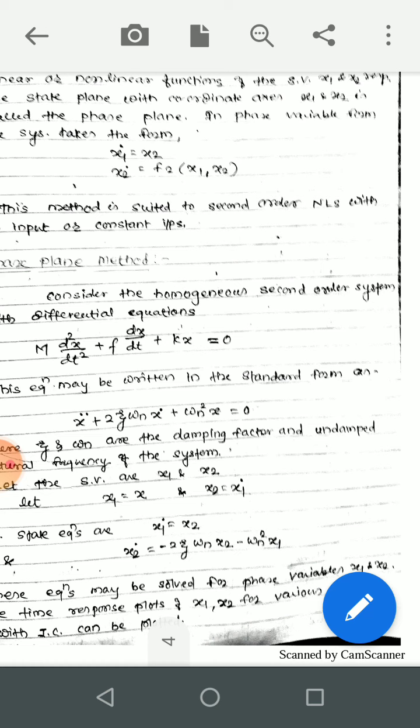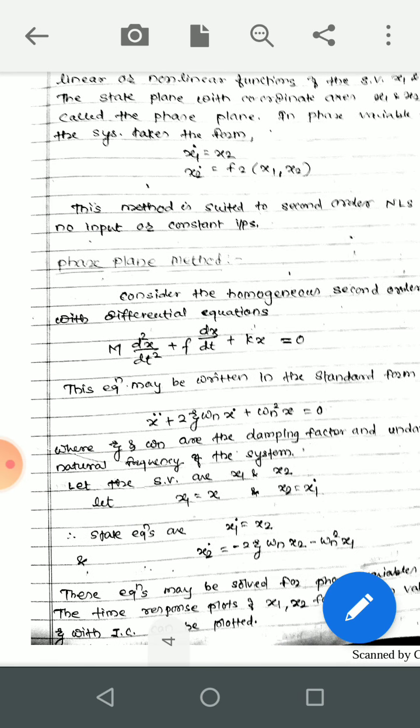Let the state variables be x1 and x2. So let x1 is equal to x and x2 is equal to x1 dot. So state equations will be x1 dot equal to x2 and x2 dot equal to minus 2 zeta omega n x2 minus omega n square x1. So these equations may be solved for phase variables x1 and x2. So the time response plots of x1, x2 for various values of zeta with initial conditions can be plotted.